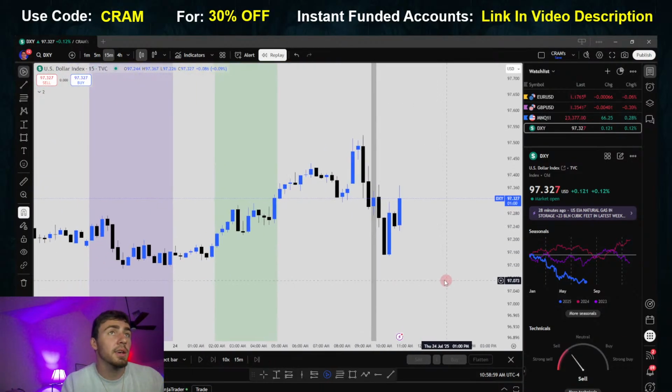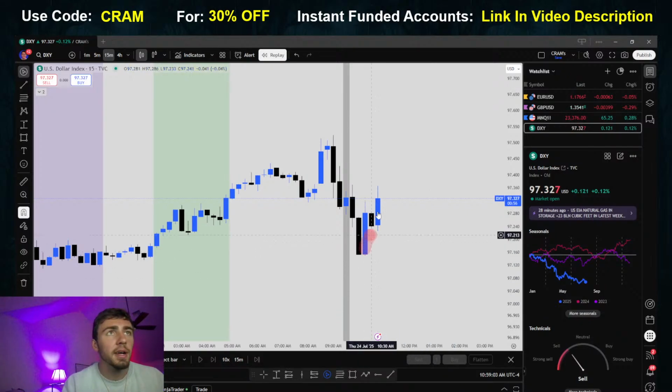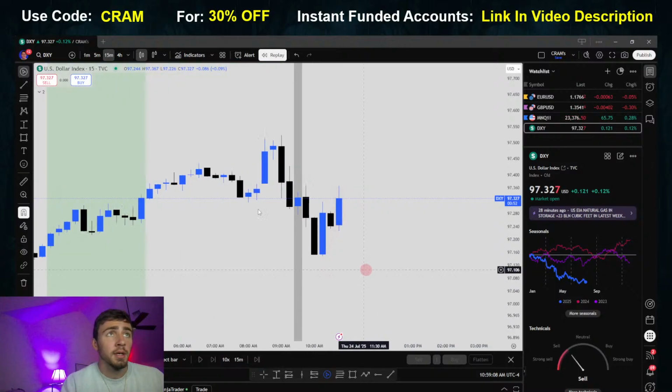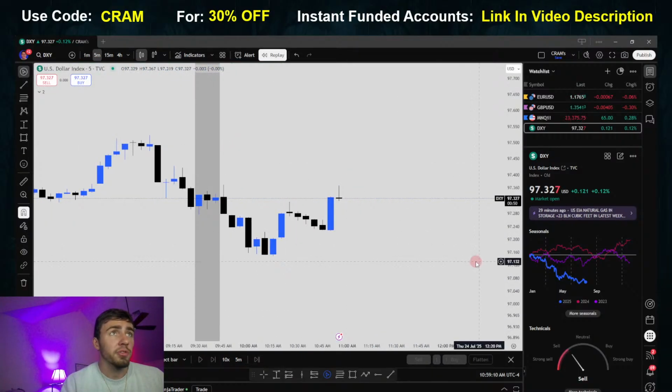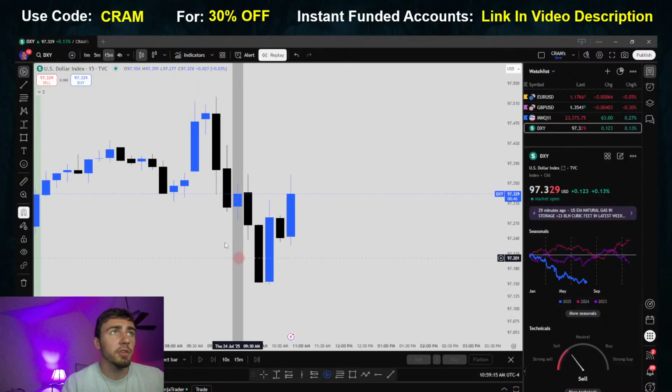Yeah, and the dollar index is just distributing lower, but it pushing higher right now is a good sign for our short position. The only thing though is on the 15-minute, dollar index is still bearish too.